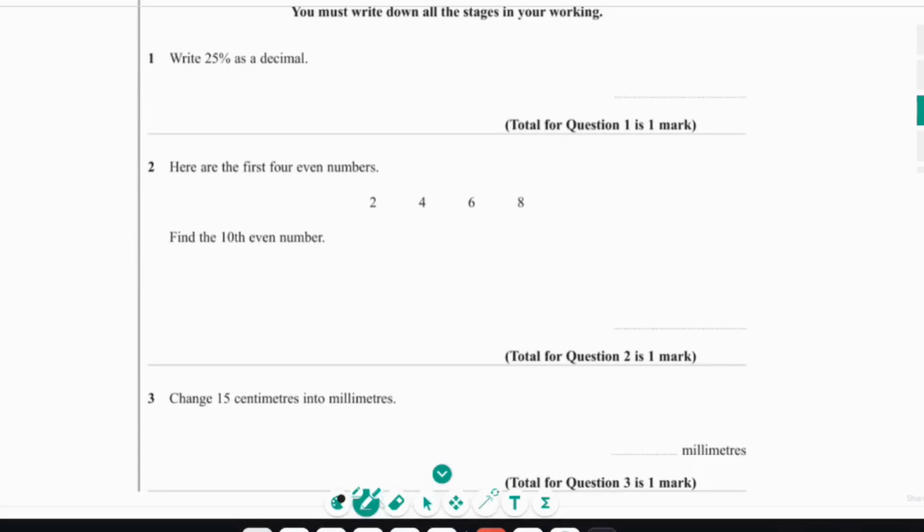Question 1. Write 25% as a decimal. To convert a percentage to a decimal, we need to divide it by 100. 25 divided by 100 is 0.25.